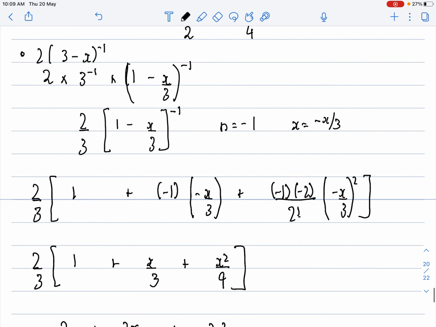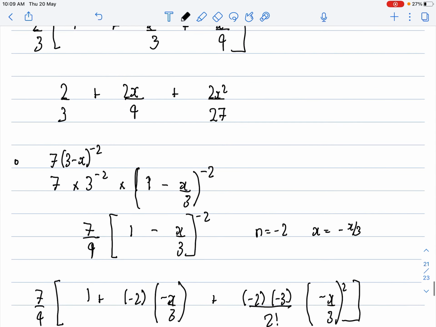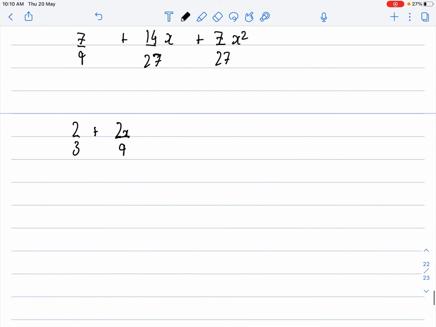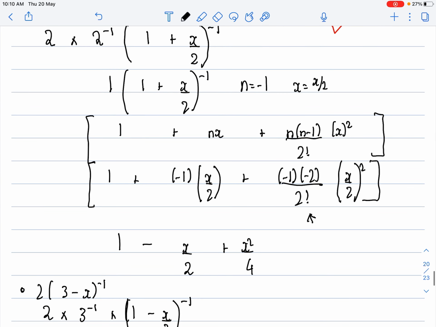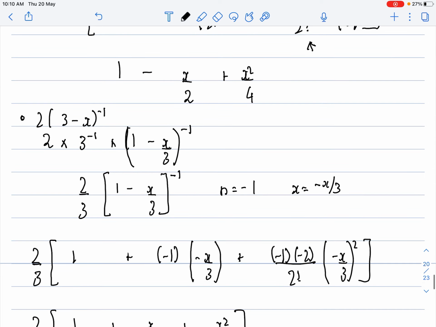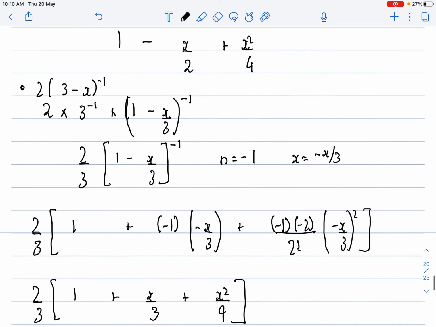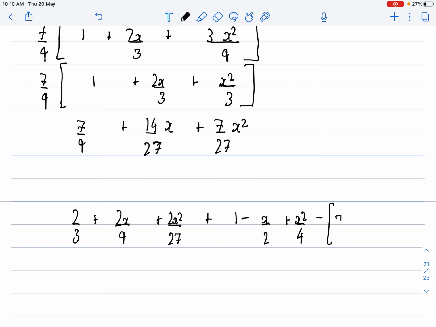So now writing everything together, I can basically write this as 2 over 3 plus 2x by 9 plus 2x square by 27. So this was the second part. I need the first part also, which is 1 minus x over 2 plus x square over 4. Okay, this is what I had. Now if you see, there's a minus here, so I need to do minus 7 over 9 plus 14 by 27x plus 7 by 27 x square.